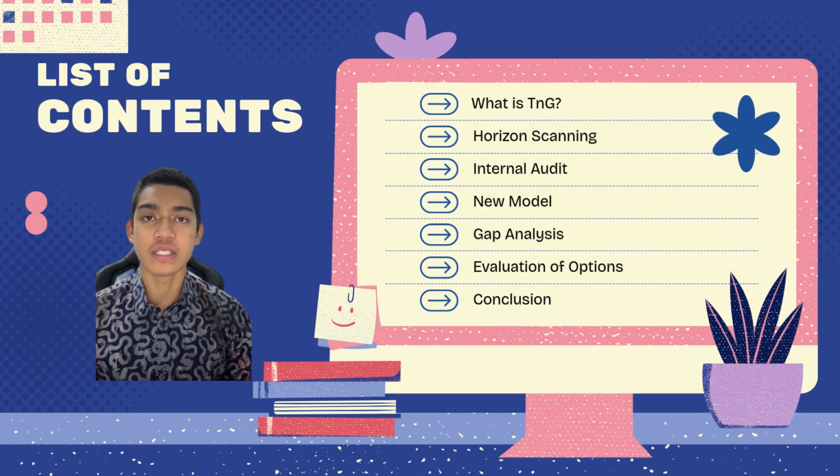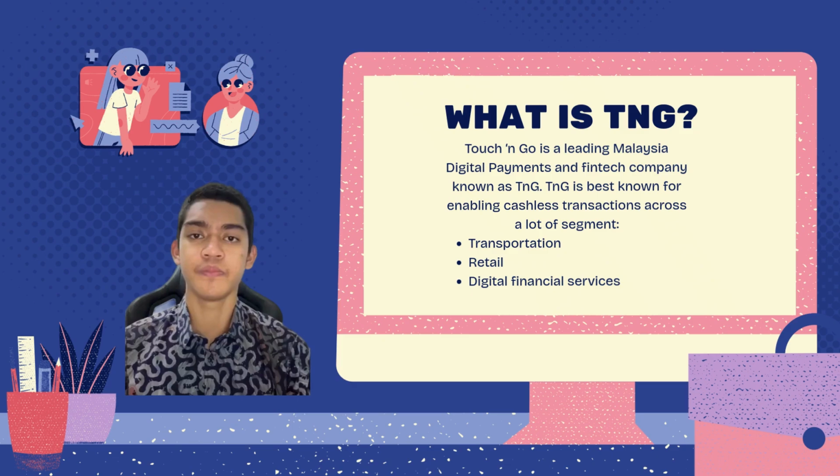The second one is internal audit. Then we move to new model. The fourth one is gap analysis. And last but not least, evaluation of option. After that, we close our presentation with a conclusion about the work process practiced by Touch and Go company.